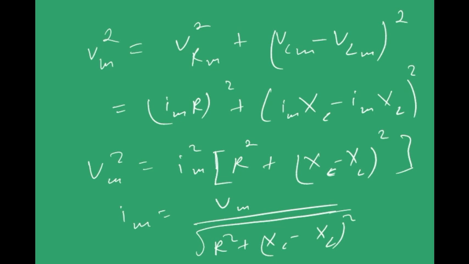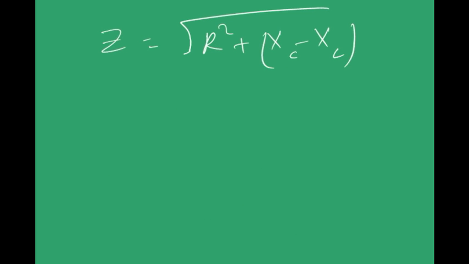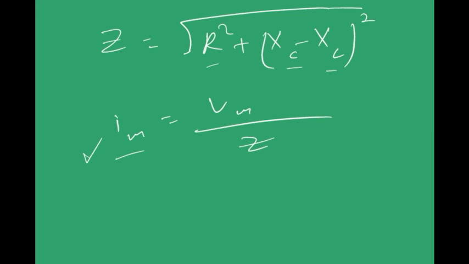Observe this. Here the denominator term is playing the role of resistance. Actually that is called impedance and it is denoted by Z. Impedance is nothing but the root of R square plus Xc minus XL whole square in an LCR circuit. So I got Im, because Im is Vm by this impedance, right? R is known and these values can be known from the initial conditions, and Vm is also known. So I solved for the magnitude of Im.